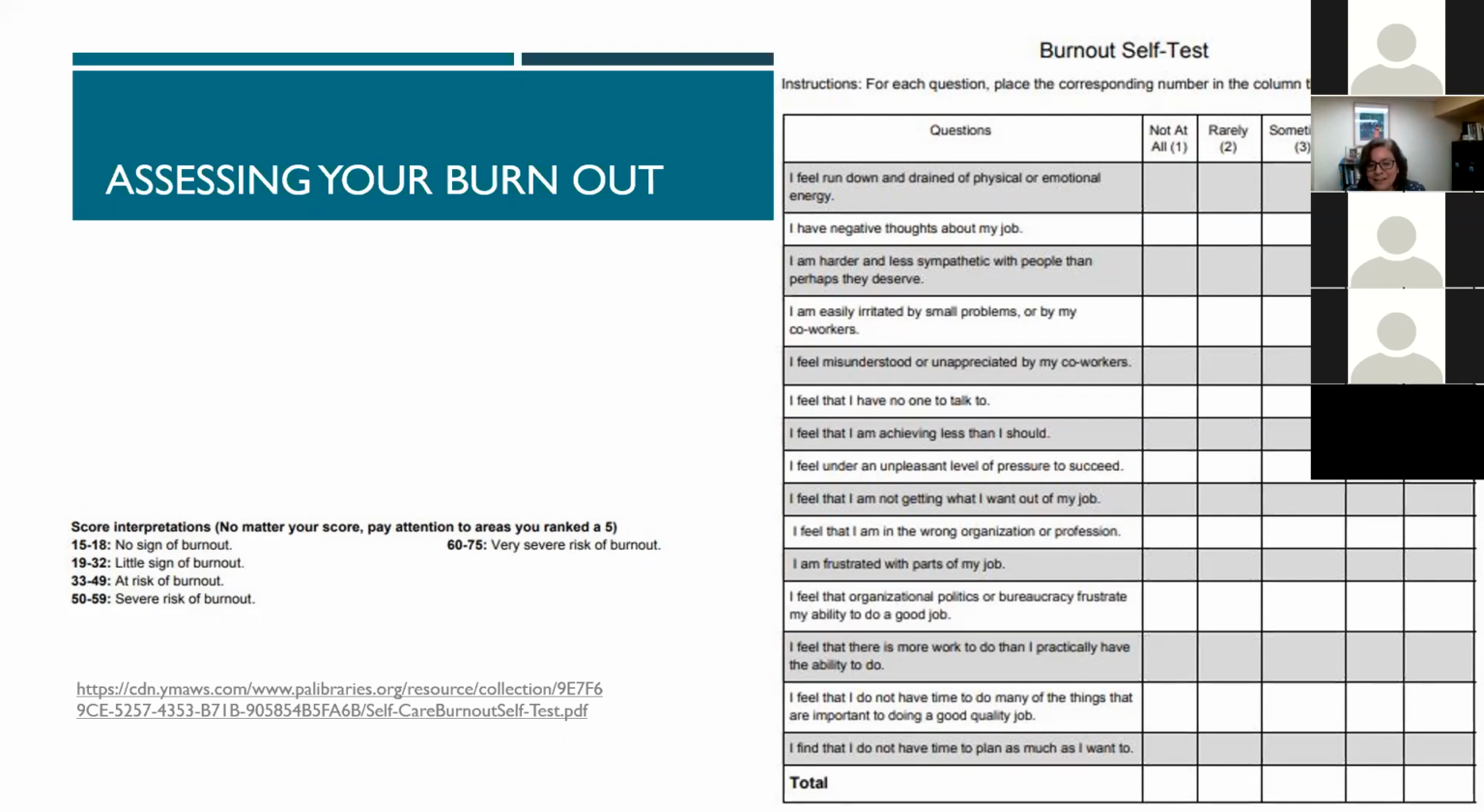Okay, so I'm not making fun, but I'm trying to make this humorous. It is really important that we identify when we are starting to move into burnout or in burnout, because it really can impact you. It impacts you physically, emotionally, psychologically, and how can it not impact our work and our relationships? So what do you do about that? And I'm really impressed that so many people are just little sign and at risk. That's much better than severe.